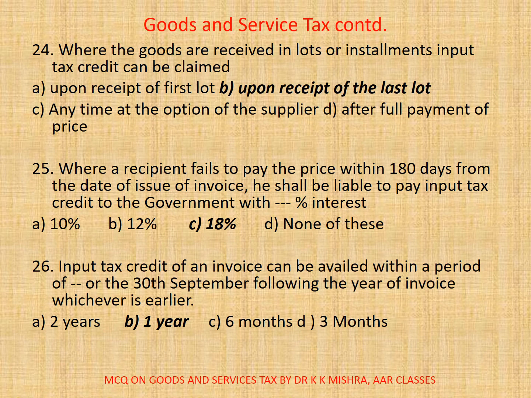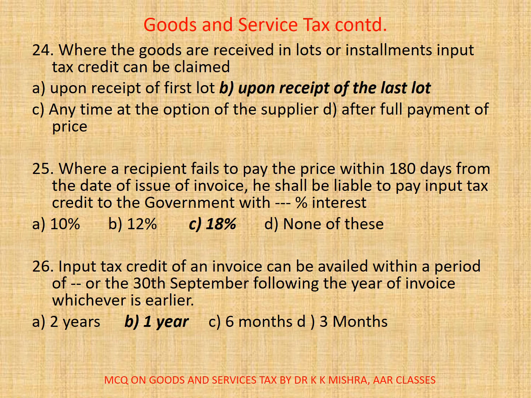24. When the goods are received in lots or installments, input tax credit can be claimed A, upon receipt of first lot, B, upon receipt of the last lot, C, any time at the option of the supplier, D, after full payment of price. The correct option is B, upon receipt of the last lot. 25. When a recipient fails to pay the price within 180 days from the date of issue of invoice, he shall be liable to pay input tax credit to the government with dash percent interest. A, 10%, B, 12%, C, 18%, D, none of these. The correct option is C, 18%.